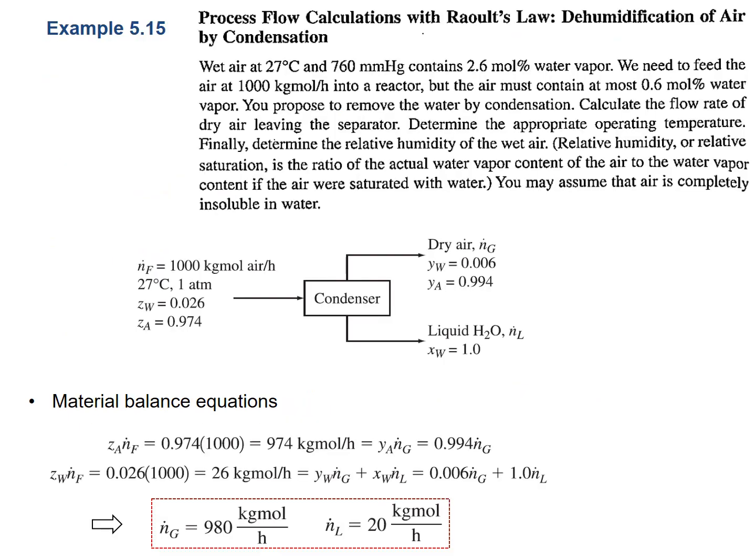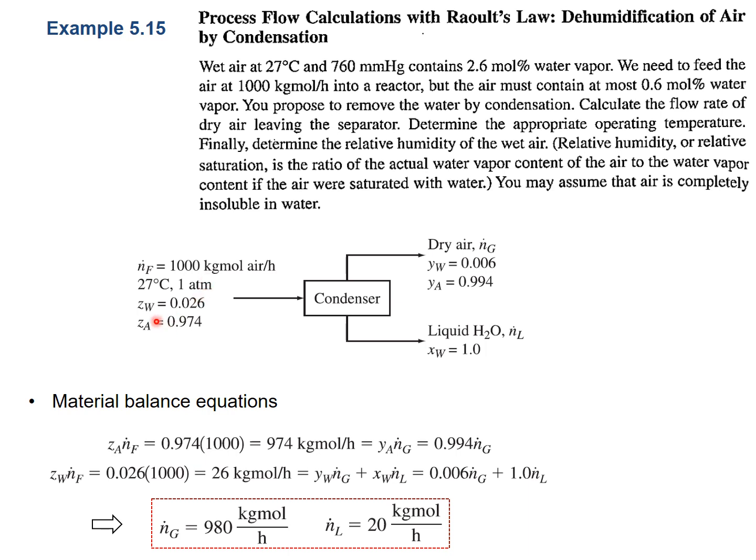Here is example 5.15 about the condenser. The situation is based on dehumidification of air by condensation. Here is a condenser, and the input stream is air at 1000 kilogram mole of air per hour at 27 Celsius degree and 1 atmospheric pressure. This feed stream has some water. Then our objective is to remove the water from this feed stream.